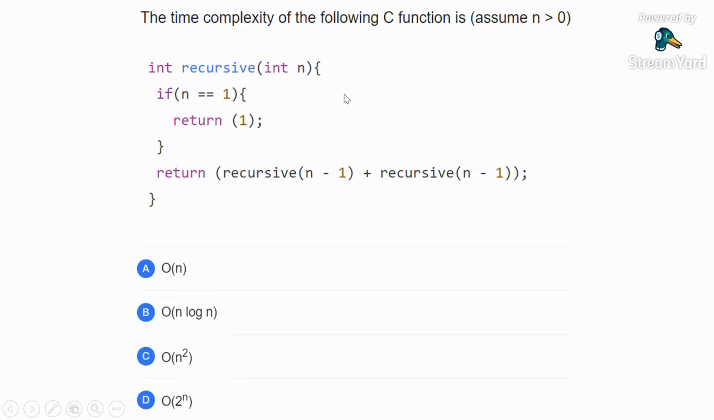Now see the time complexity of the following C functions, assuming n is greater than 0. This is a recursive equation. If n is equal to 1, then return 1. Otherwise, it is a recursive call: recursive(n minus 1) plus recursive(n minus 2) is called here. The options are order of n first, second order of n log n, then order of n square, and finally order of 2 raised to power n.